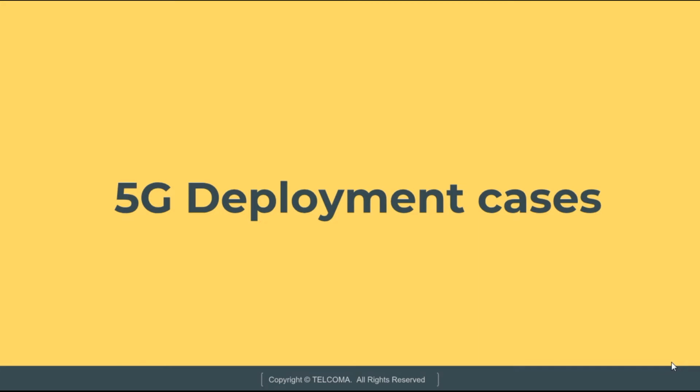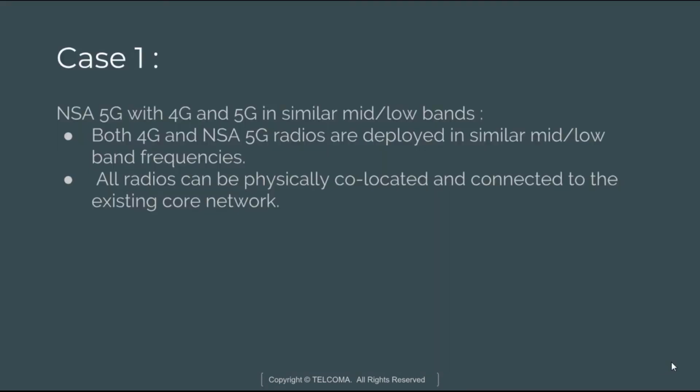Case 1 is non-standalone 5G with 4G and 5G in similar mid-low bands. Both 4G and NSA 5G radios are deployed in similar mid-low band frequencies, which means that they will have similar coverage areas. The greater capacity and high speeds enabled by 5G new radio spectrum means that operators are likely to deploy it in high traffic areas like cities and urban areas.